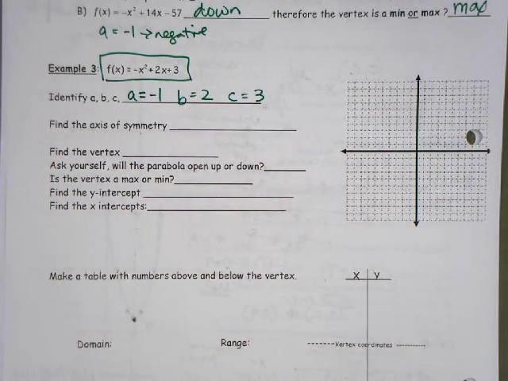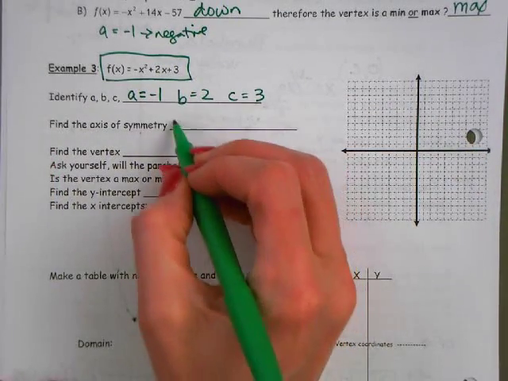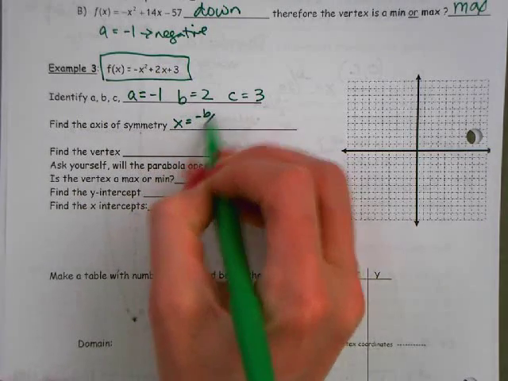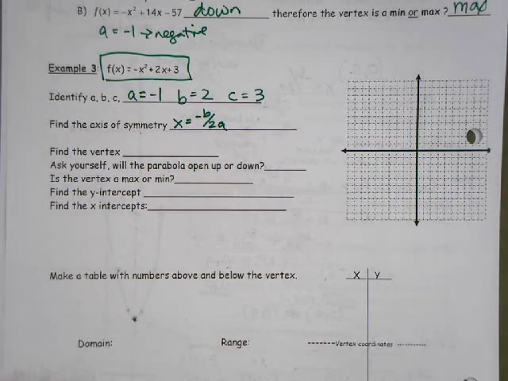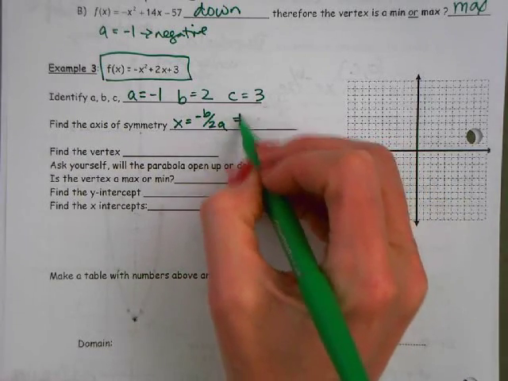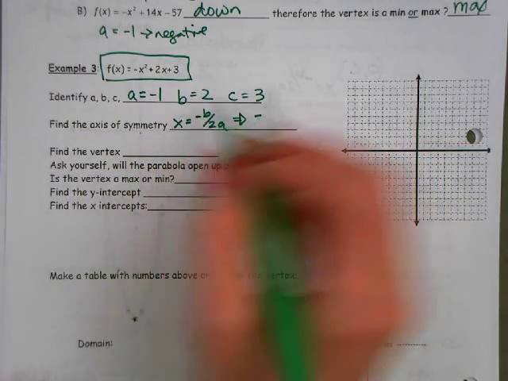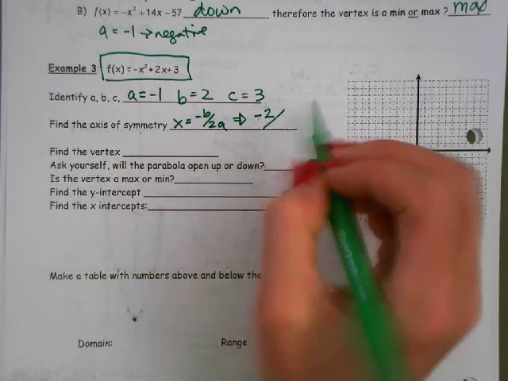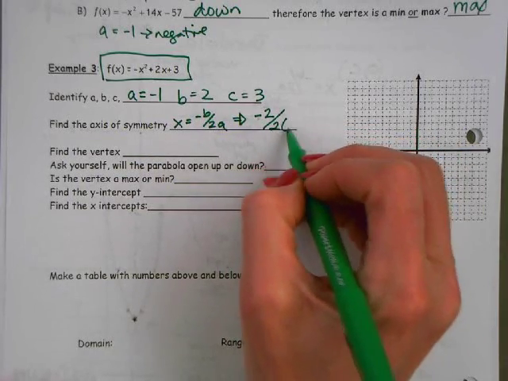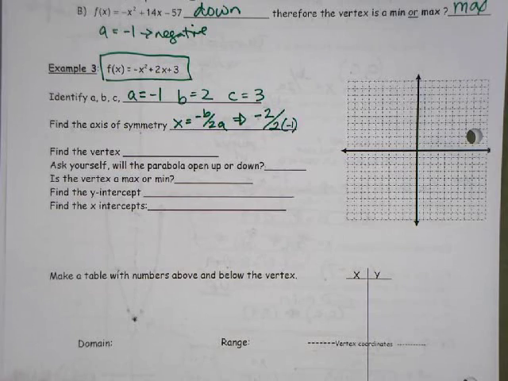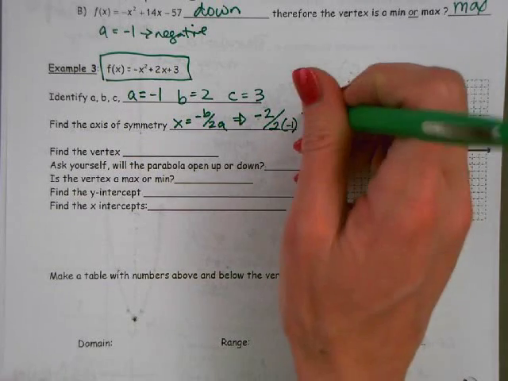The axis of symmetry is the equation negative b over 2a. This is where you need to be careful, because you have negatives with negatives. I have negative b, which is going to be 2, divided by 2 times a, which is negative 1. So this becomes negative 2 over negative 2, which is just 1.